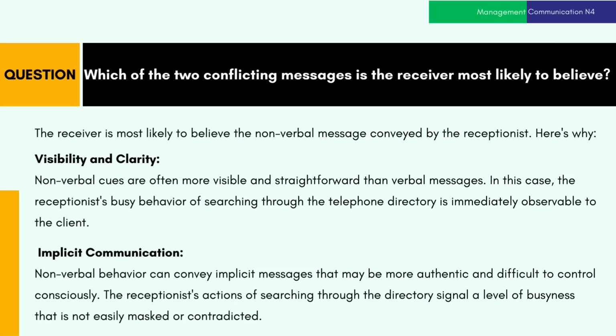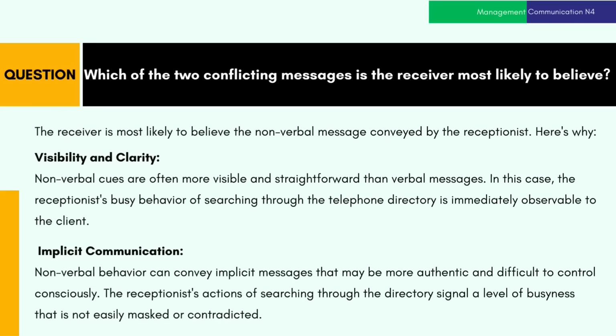2. Implicit communication. Nonverbal behavior can convey implicit messages that may be more authentic and difficult to control consciously. The receptionist's actions of searching through the directory signal a level of busyness that is not easily masked or contradicted.